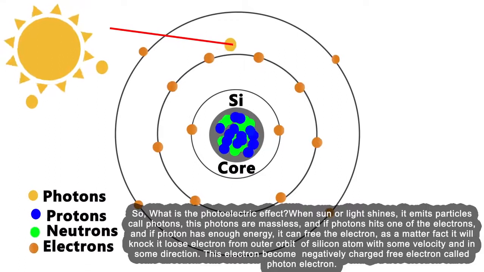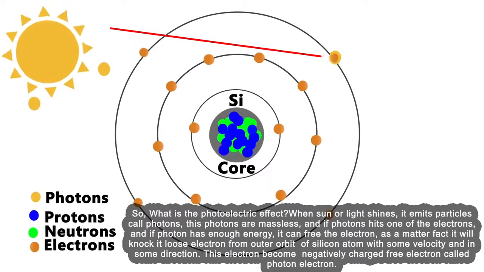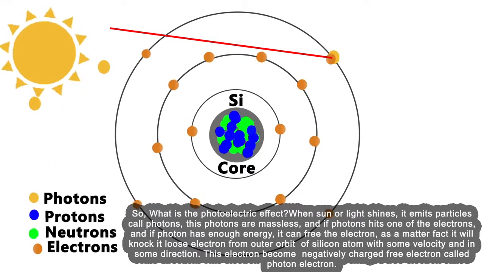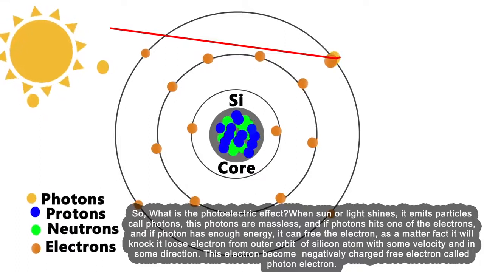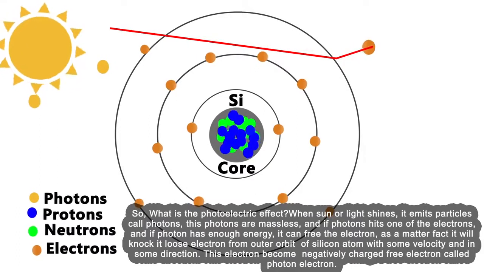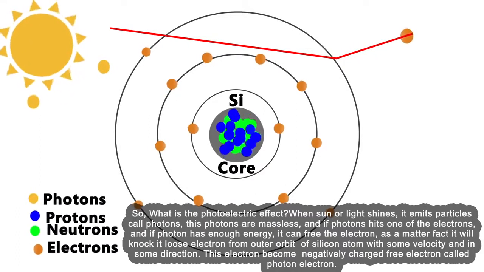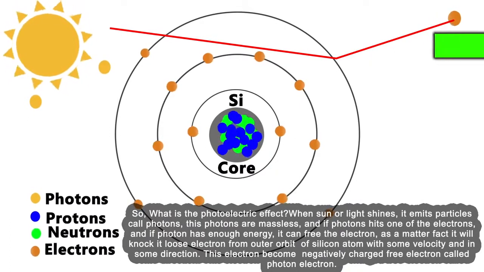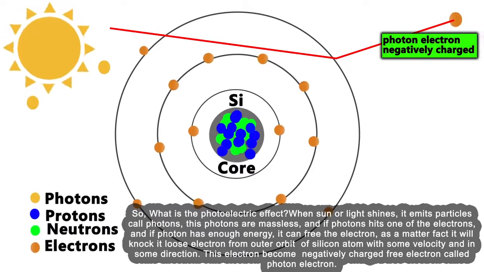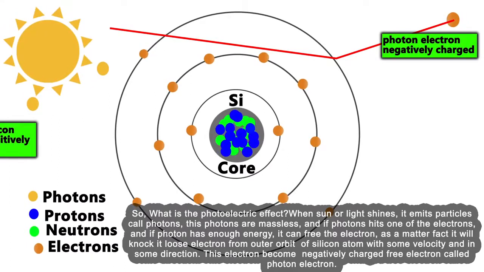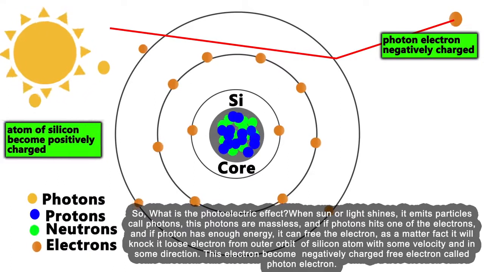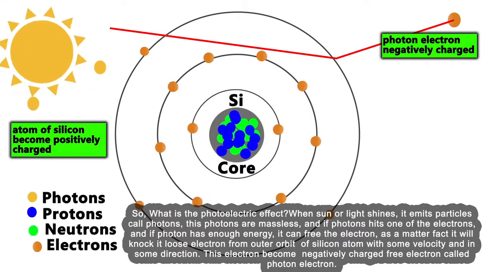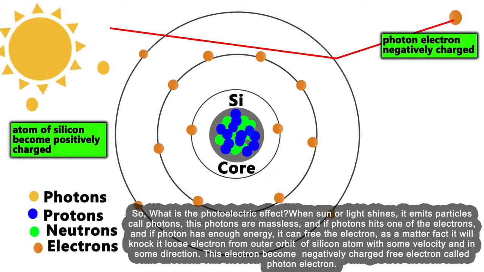When the sun or light shines, it emits particles called photons. These photons are massless, and if a photon hits one of the electrons, and if the photon has enough energy, it can free the electron. It will knock the electron loose from the outer orbit of the silicon atom with some velocity, and in some direction. This electron becomes a negatively charged free electron called a photoelectron.